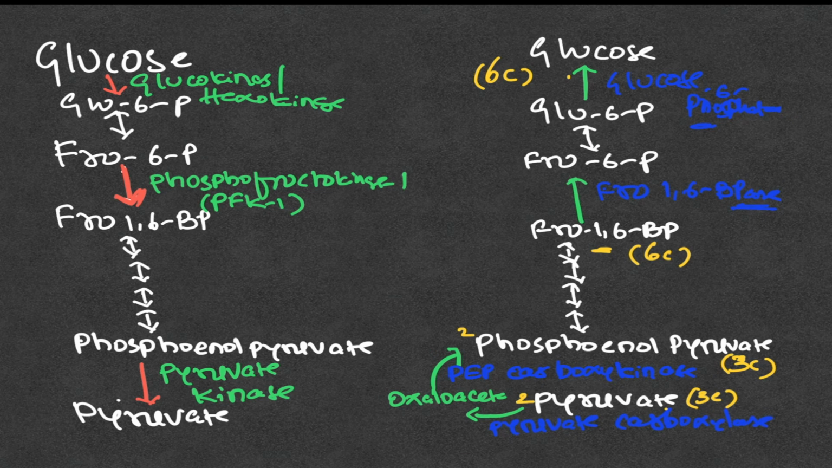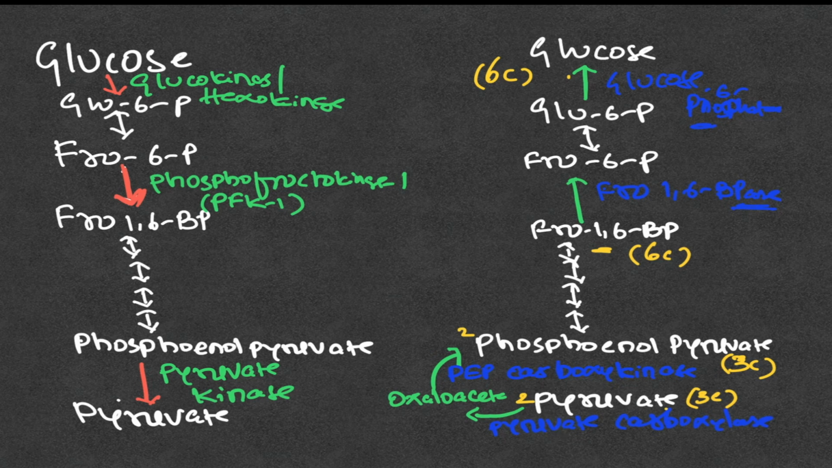So, these are the important enzymes. Basically, 3 irreversible reactions in glycolysis will be taken care of by 4 enzymes. So, there are 4 enzymes here. What are the 4 enzymes in gluconeogenesis?